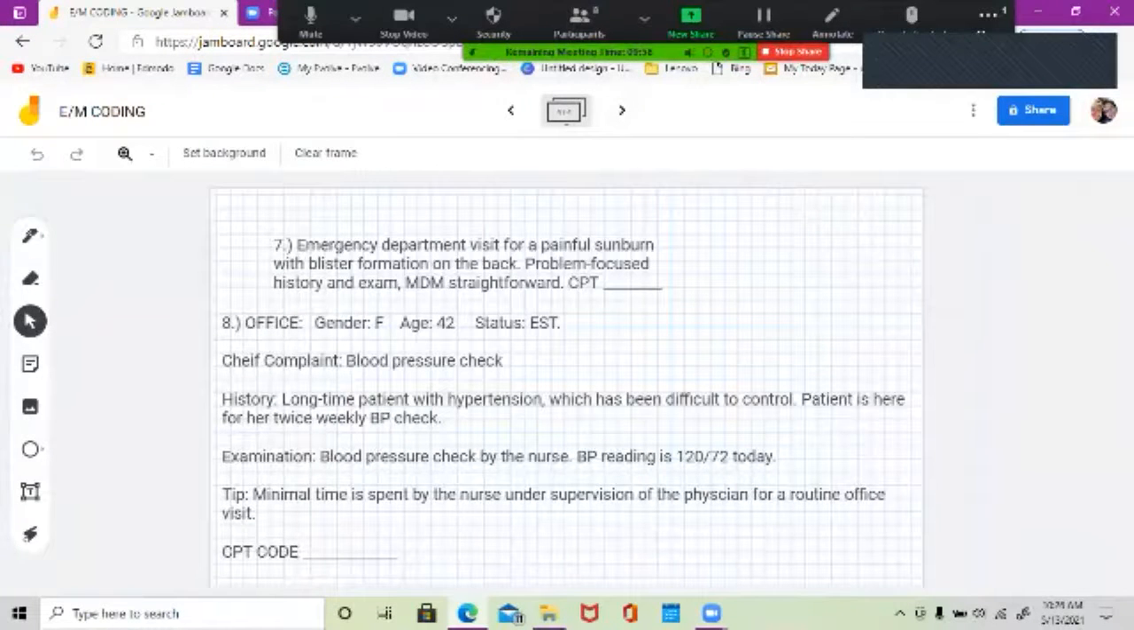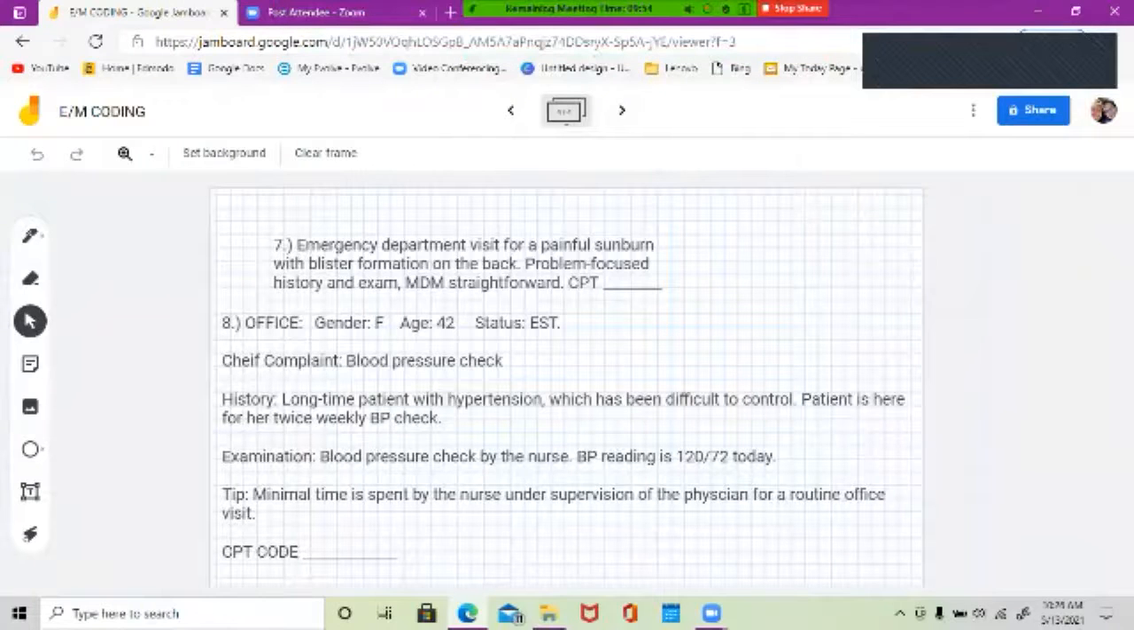Emergency department visit for a painful sunburn with blister formation on the back. Problem focused history and exam, and medical decision making is straightforward. So where do we need to go? We need to be in our emergency room department, right?